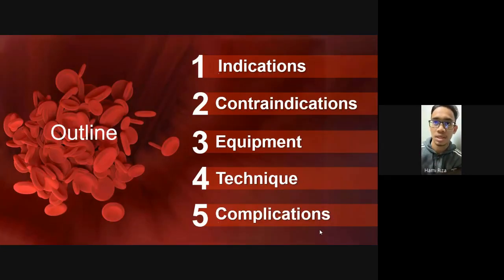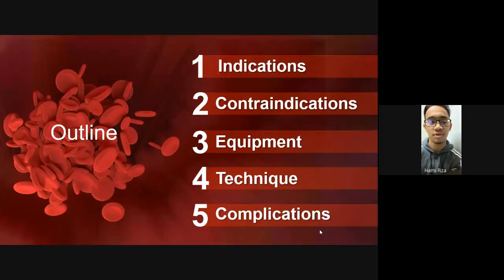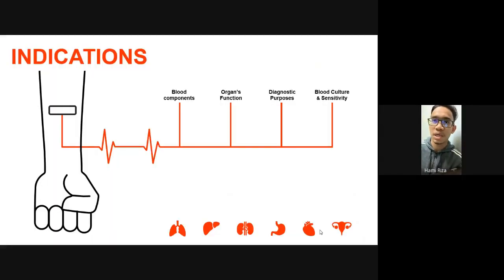So here is the outline for my presentation. But before I proceed, I would like to briefly explain about venipuncture. Venipuncture, or the other name, phlebotomy, is a process or intervention involving obtaining intravenous access and taking blood from the patient's vein, mainly for the purpose of blood sampling. Okay, next. So the first part is indication.